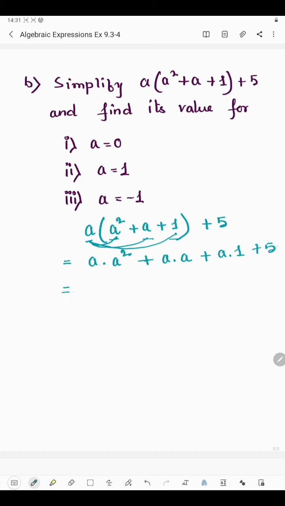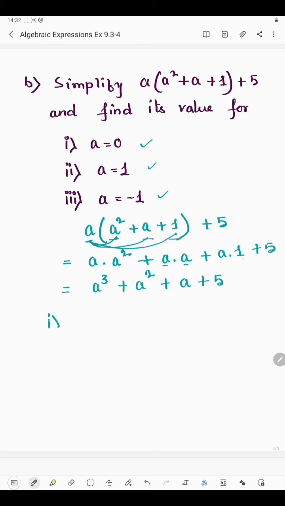Now we will multiply this. So here a is present twice, and here a is present one time, so it's 2 plus 1, 3, so the power of a will be 3, plus here we have a into a, so a square. Now when we multiply 1 by any number we get the same, so here a into 1 is a, plus 5. Now this cannot be solved further, as here we have all unlike terms. Okay, now one by one we'll put the values of a.